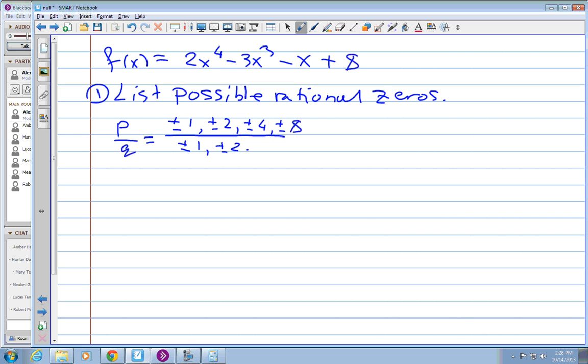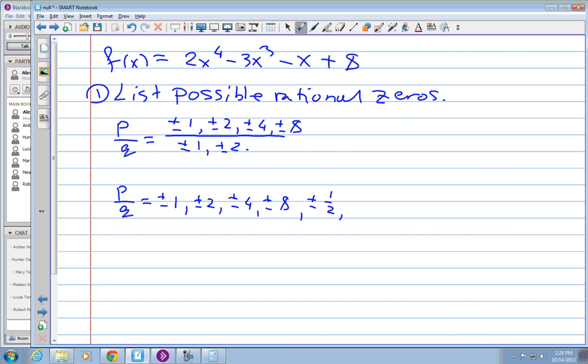Now, when we actually start dividing, we have to be a little careful because we don't want to list the same possibilities more than once. That would be silly. If I divide everything by 1, 1 by 1 is plus or minus 1, 2 by 1 is plus or minus 2, 4 by 1 is plus or minus 4, plus or minus 8. Now when we start dividing by 2, 1 by 2 is plus or minus 1/2, right?